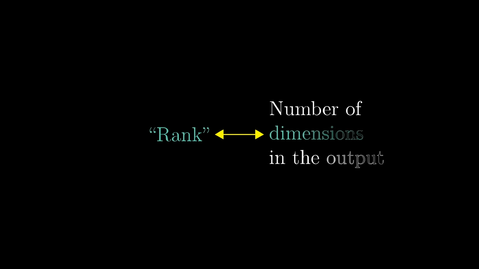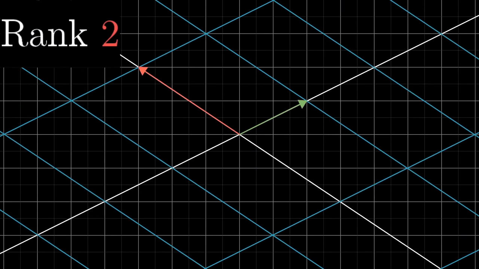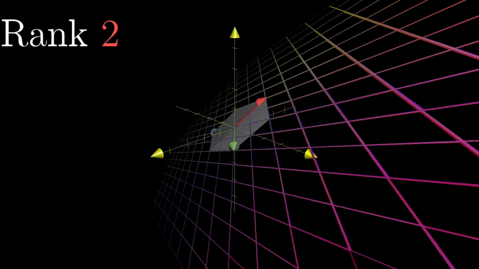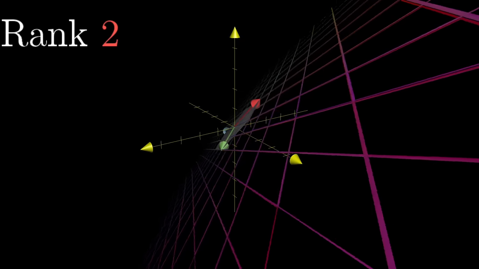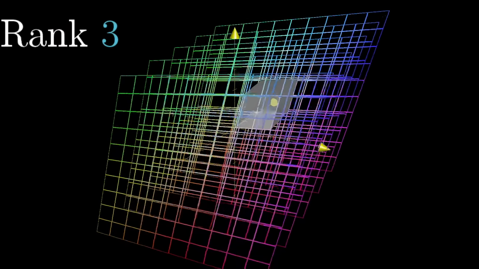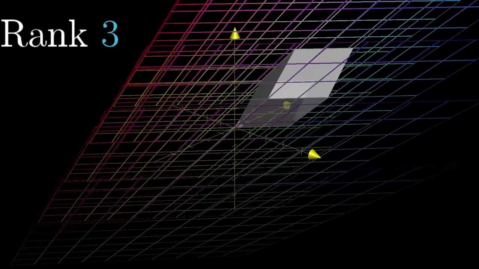So the word rank means the number of dimensions in the output of a transformation. For instance, in the case of 2x2 matrices, rank 2 is the best that it can be. It means the basis vectors continue to span the full two dimensions of space and the determinant is non-zero. But for 3x3 matrices, rank 2 means that we've collapsed, but not as much as they would have collapsed for a rank 1 situation. If a 3D transformation has a non-zero determinant and its output fills all of 3D space, it has a rank of 3.